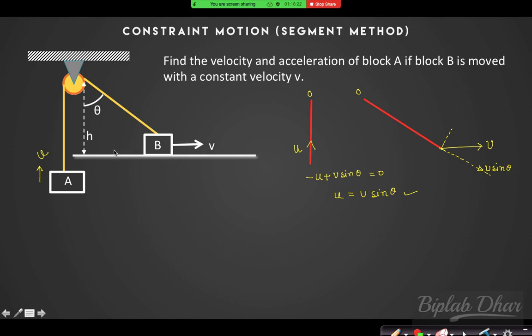The acceleration of which body? Acceleration of A. So V square by H cos cube theta. Yes, I think that's the answer. V square by H cos theta.